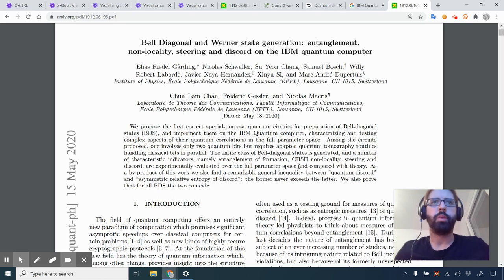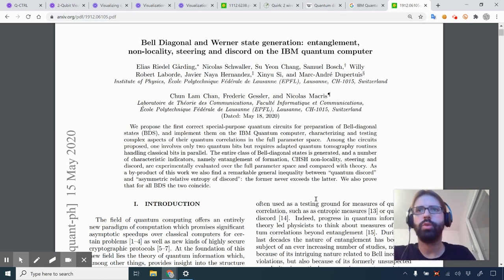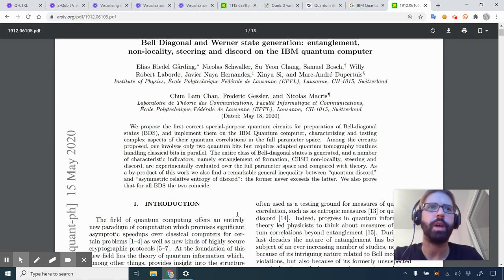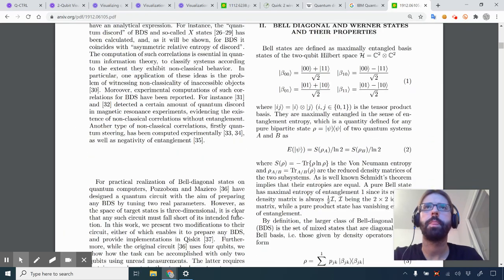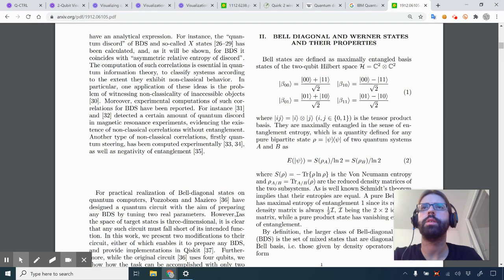As a byproduct of this work, we also find a remarkable general inequality between quantum discord and asymmetric relative entropy of discord. Yeah, that's too much. Okay, the former never exceeds the latter. We also proved that for all BDS, Bell diagonal and Werner states.